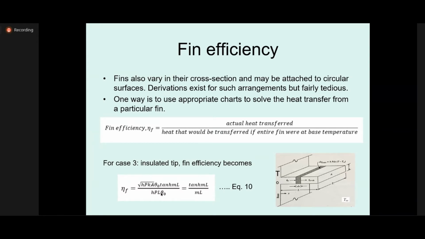And then that is equal to, if we put all these things here and do a little bit of manipulation, we can see that hPkA, and this one goes up, and with some simplifications, it will come out to be equal to ML, where m is equal to square root of hP over kA, if you recall from yesterday. So that gives a very interesting expression that the efficiency of the fin for the insulated case can be obtained by this relation.